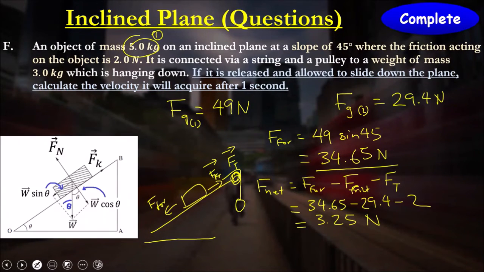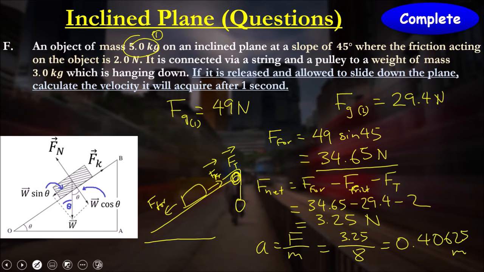Again, you can find the acceleration as F over m. In this case here, remember they're still attached to each other, so it is 3.25 over 8 kilograms, because of 5 and 3 in the question there. So the acceleration is roughly 0.406 meters per second squared.